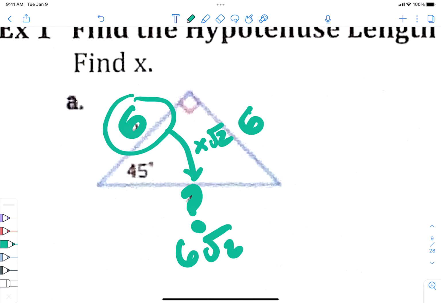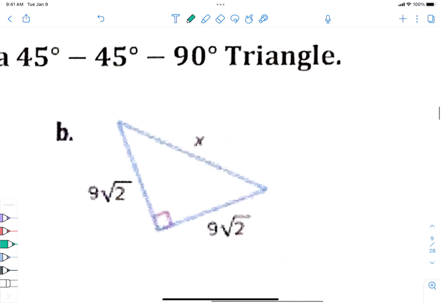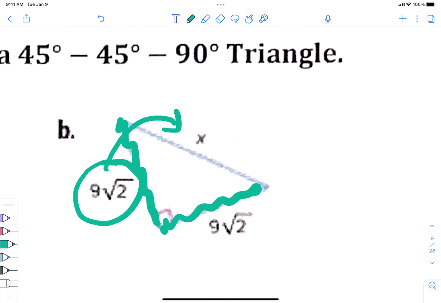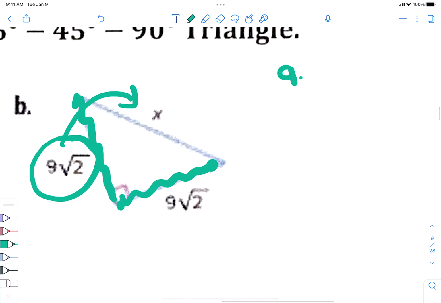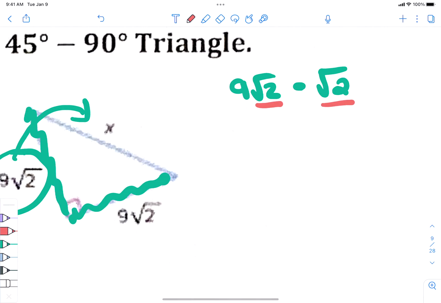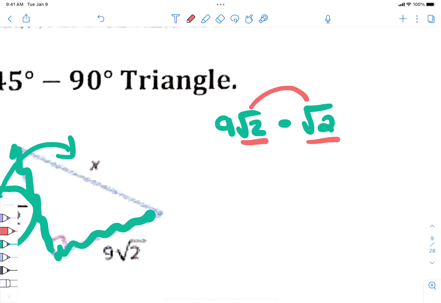Okay, now, in part B, they give you the 2 legs, right? They're both 9 square roots of 2. And how do I find the hypotenuse from that? You still are going to multiply by the square root of 2, right? Okay, so here's the deal. This gets people confused. We're taking 9 square roots of 2, and we're multiplying by another square root of 2. Are we doing okay so far? Okay, do you know what the square root of 2 times the square root of 2 is? It's like the square root of 2 squared. What happens with the square root and a square? It's just 2. It cancels out.